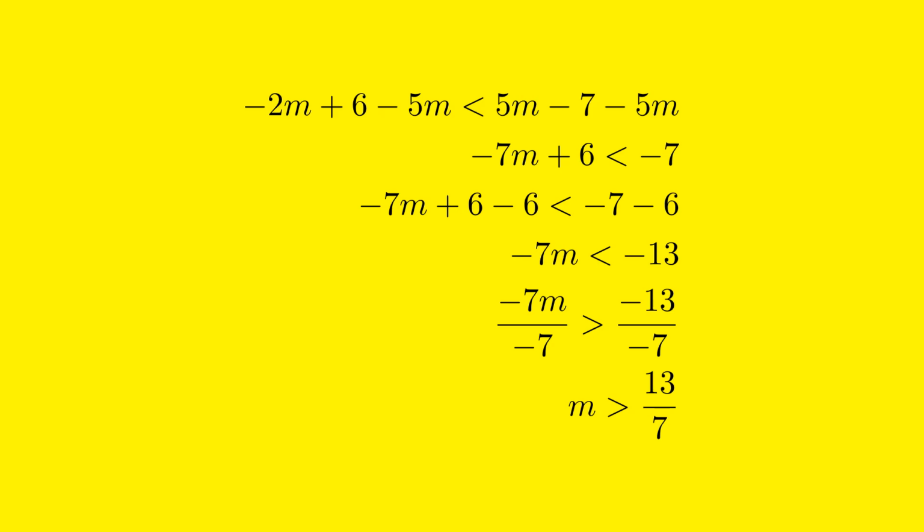Therefore, the solution to the inequality -2 times m minus 3 is less than 5 times m plus 1 minus 12 is m is greater than 13 over 7, or in interval notation, 13 over 7 to positive infinity.